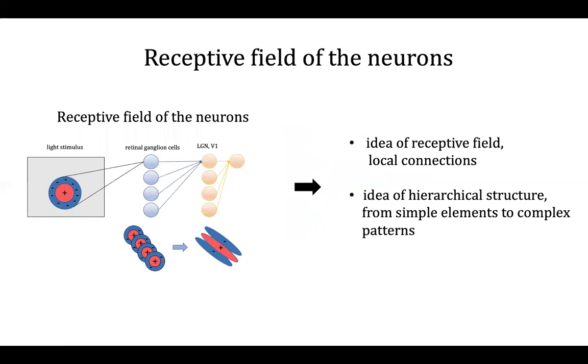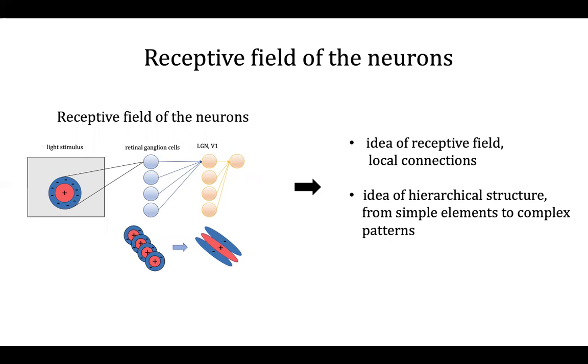And so basically there are two main ideas in this model that are important. The first is the idea of receptive field or local connections. So the neurons are connected to only a restricted space, like a patch on the retina. And then the idea of the hierarchical structure. So there are low level cells, like simple cells, and they send the information, and more complex cells combine it and form more complex feature detectors.